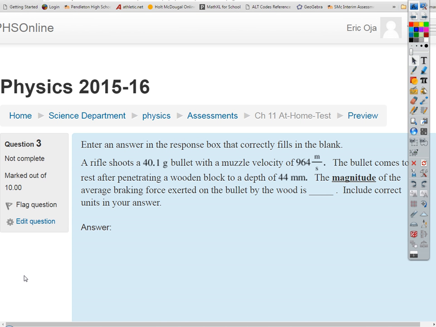Okay, how about something like that? So this is basically the same thing. I'm telling you, we've got a rifle that shoots a bullet, give you the mass of the bullet in grams, right? Got to turn it into kilograms. Gives you the speed of the bullet, right? It's going to travel through the air and it's going to get lodged in a wooden block, and the wooden block stops the bullet. Okay, when the block hits the bullet, it travels 44 millimeters into the block before it stops. So what we're trying to do is figure out the magnitude, so it doesn't need to be negative, just the magnitude of the average braking force.